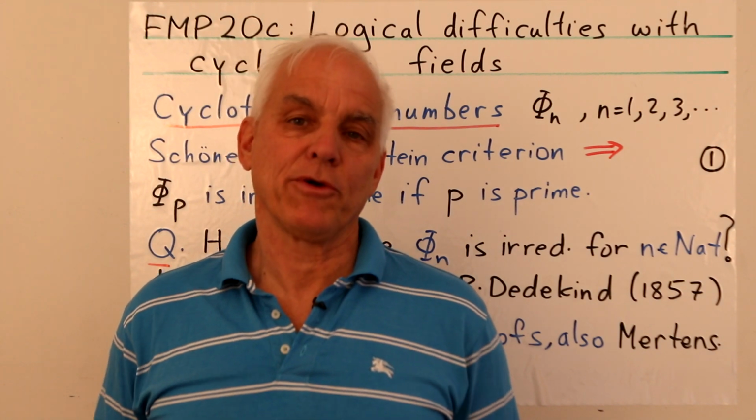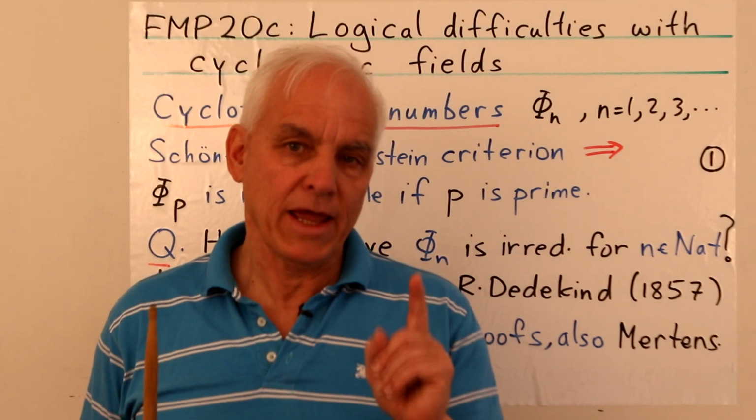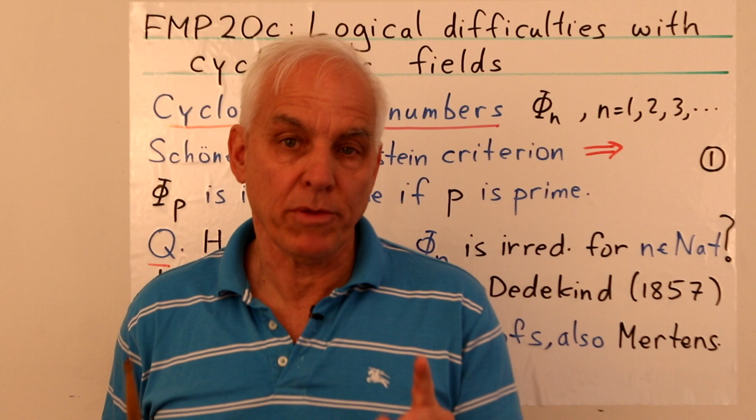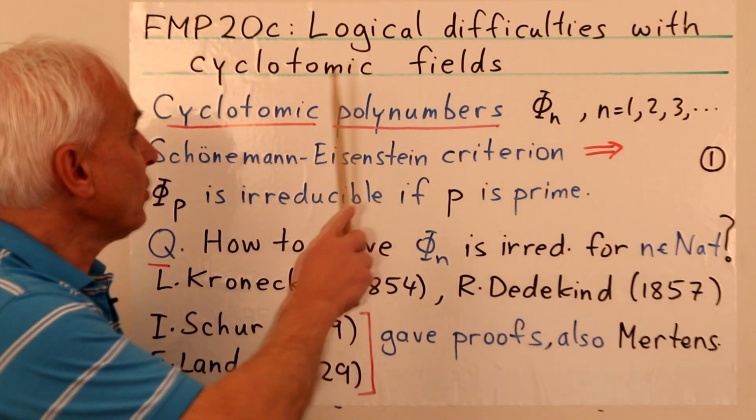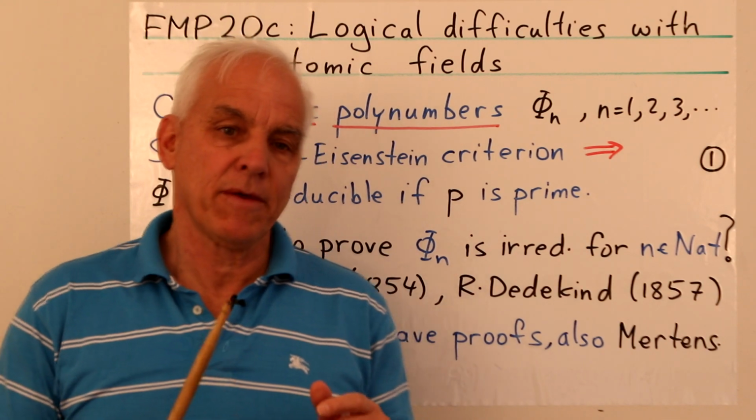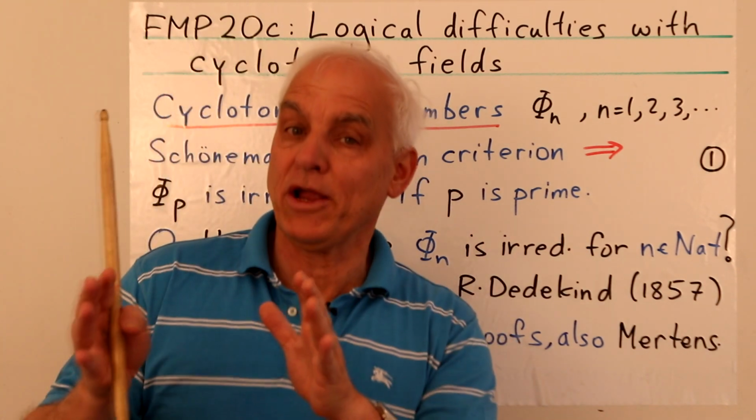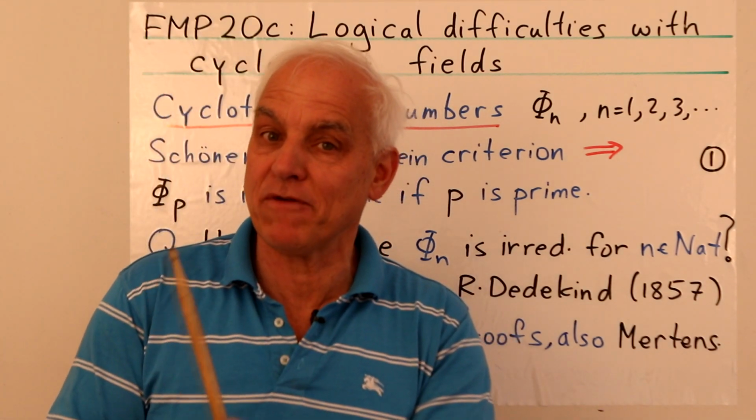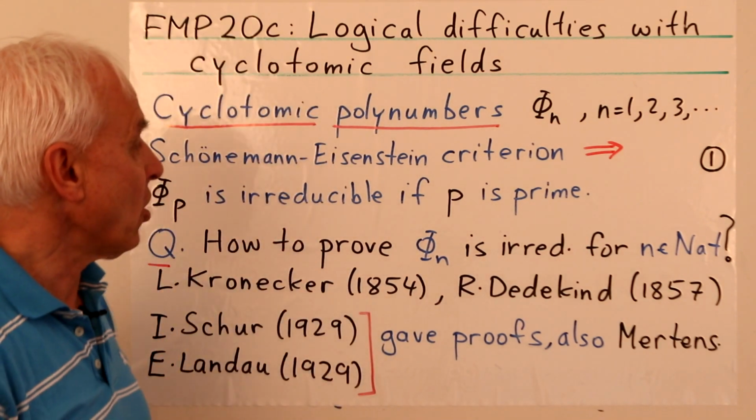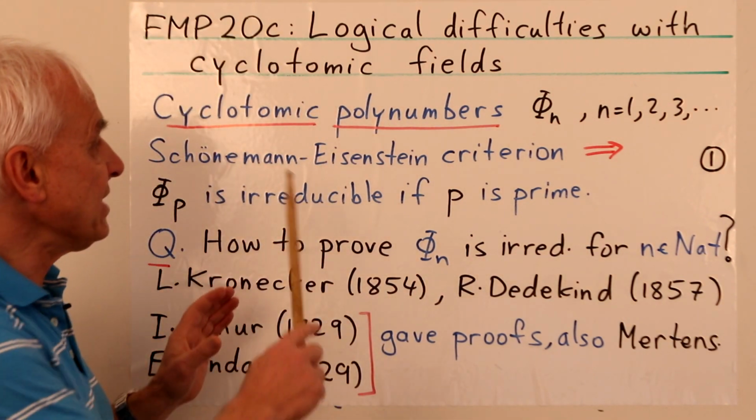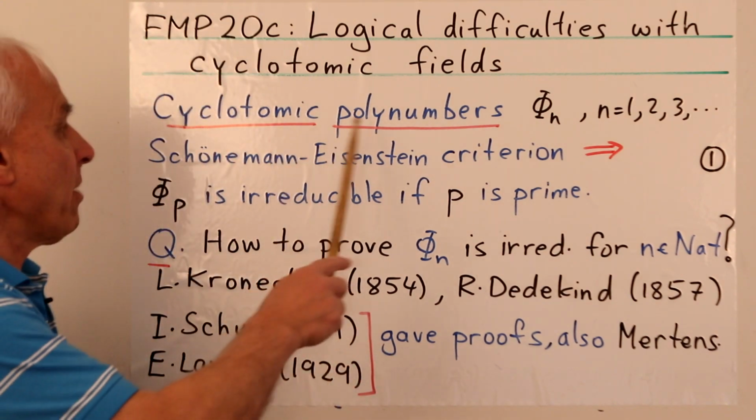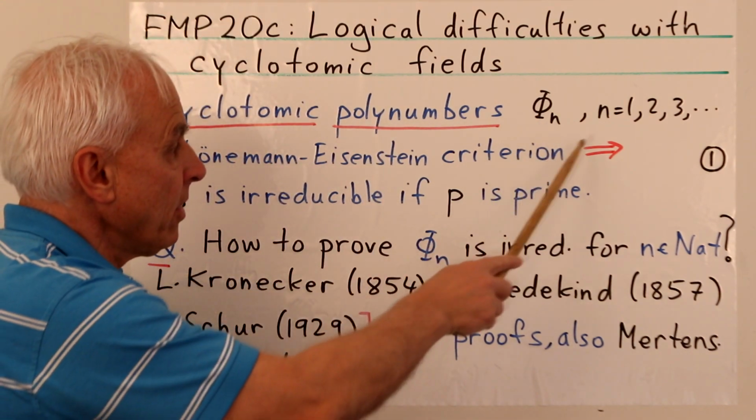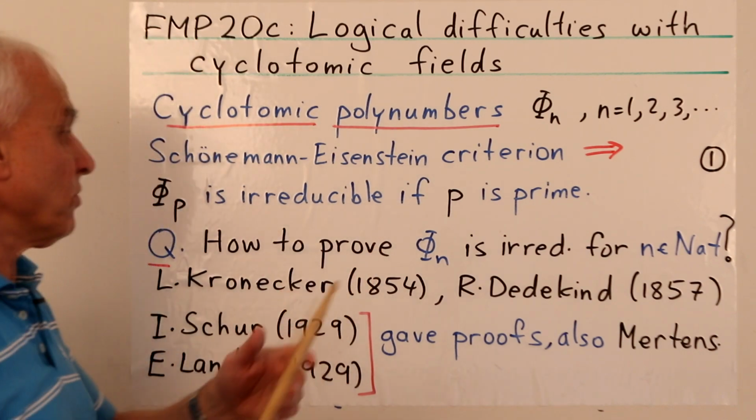Everyone, I'm J Wildberger. We're carrying on looking at the cyclotomic polynomials or polynumbers. And today we're going to be looking at logical difficulties associated with closely related algebraic objects called cyclotomic fields. And it's all around this idea of showing the irreducibility of the general cyclotomic polynumbers phi sub n, where n is a natural number 1, 2, or 3.